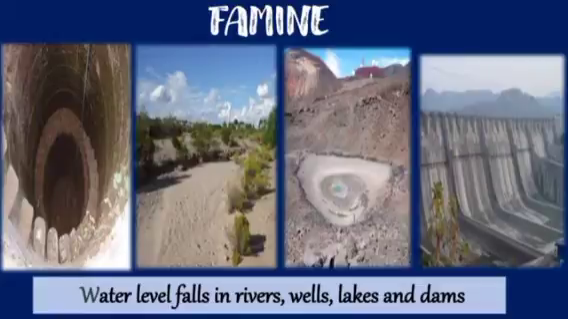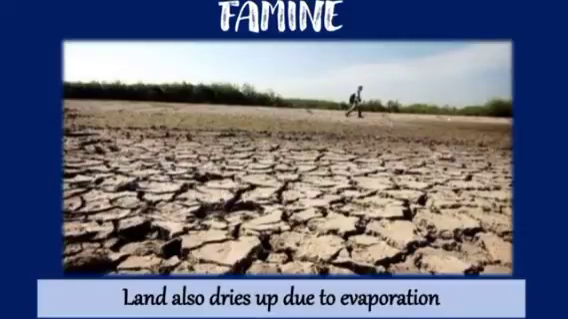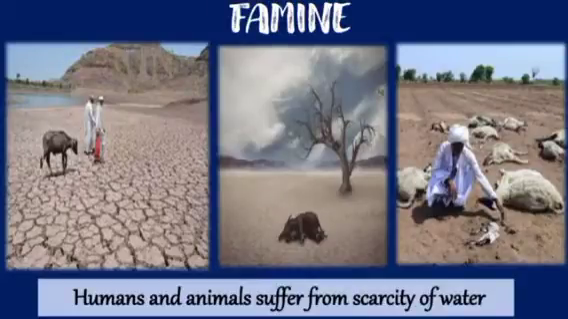Some of these may even go very much dry. The land also dries up due to the evaporation. See, there are so many cracks on the land. Why is it? Because there is no water, hence there is no moisture in the soil. So the water is being evaporated, hence the land is being cracked, the land is dried up. Also, humans and animals suffer from the scarcity of water. There is no water for agriculture. Hence, together, all these conditions are called famine.